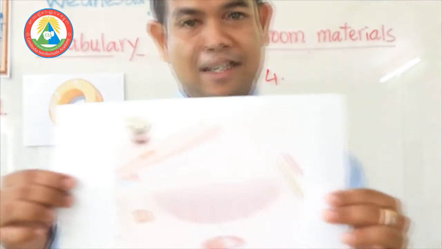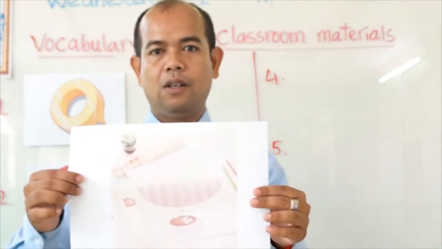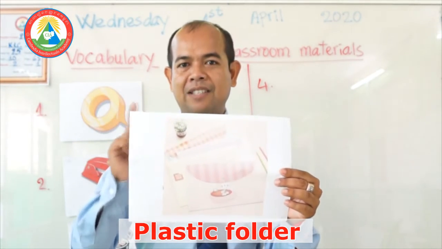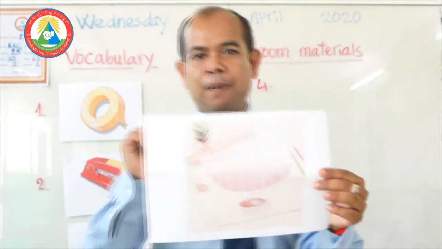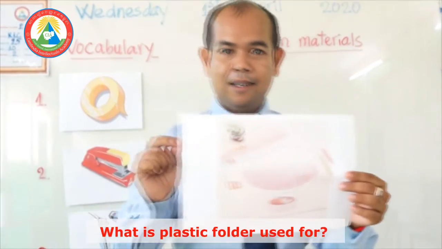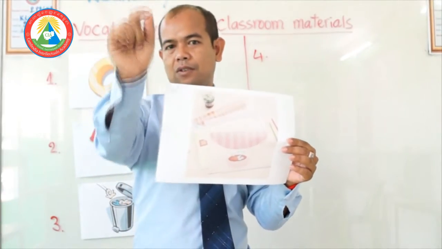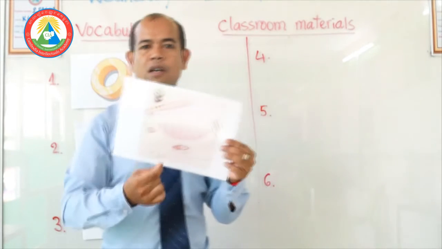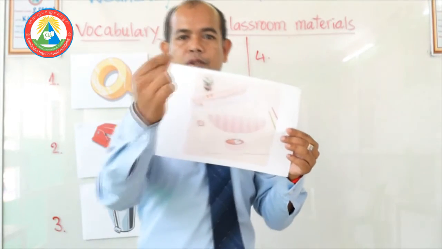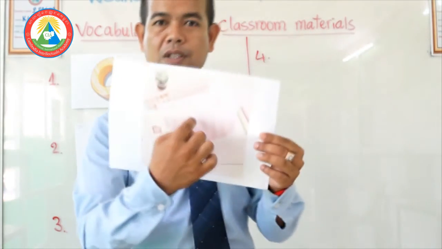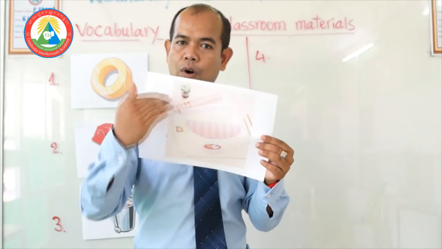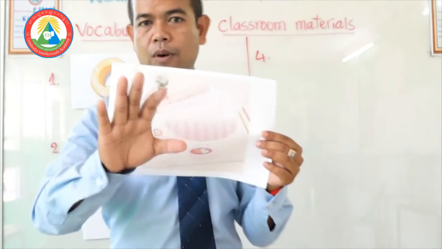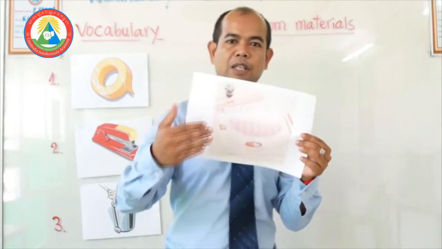on the paper. So I can say they are plastic folders. And what is the plastic folder used for? As a student who studies in CIA, you are required to buy this one. And you really understand what this material is used for. So this material is used for holding or storing or keeping paper or documents or study materials.